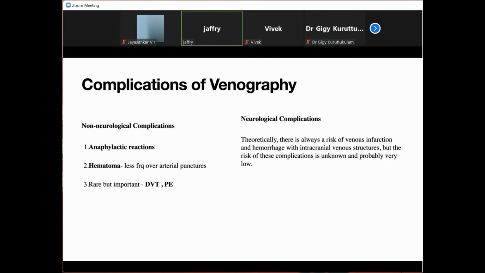Routine known complications are non-neurological, that is anaphylactic reactions and hematoma at the puncture site, but it is less frequent compared to arterial punctures. Rare but significant are DVT and pulmonary embolism. So this needs to be properly addressed in all procedures, especially in venous procedures. And neurological complications are very rare. One is venous infarction and hemorrhage, but the possibility of neurological complications because of the procedure is very, very rare.